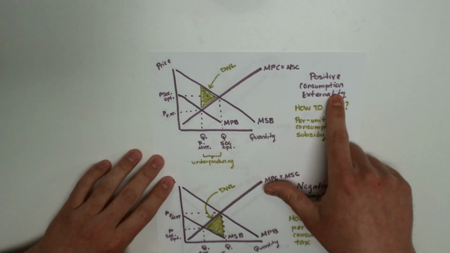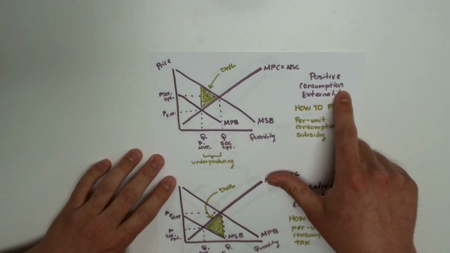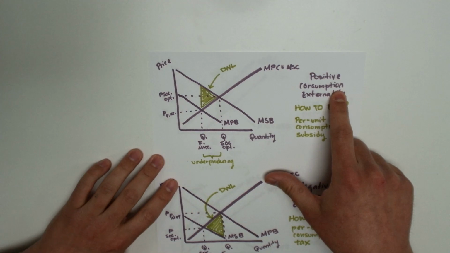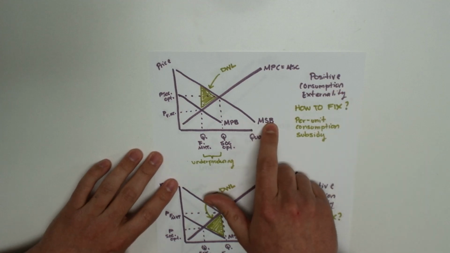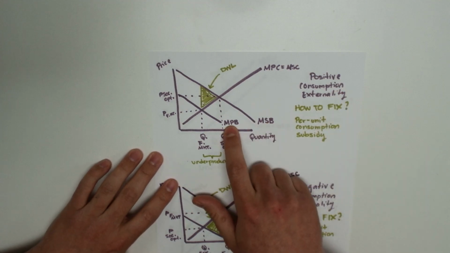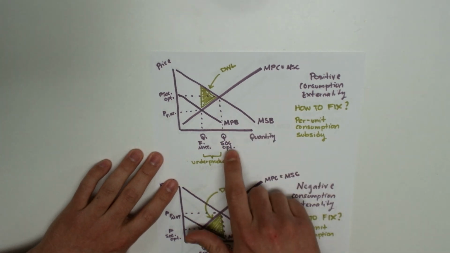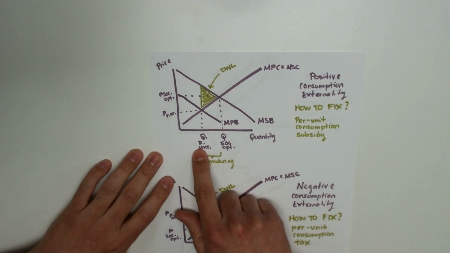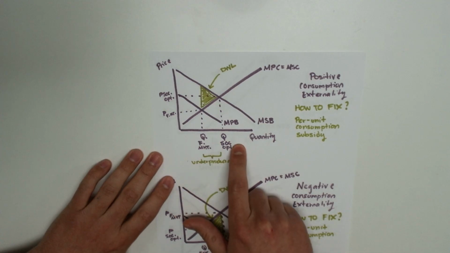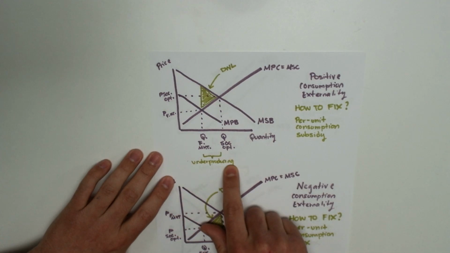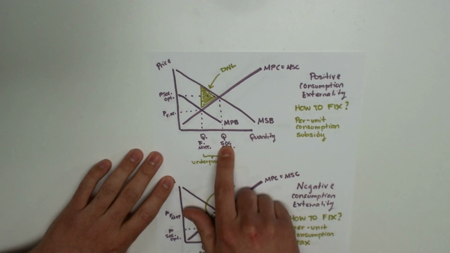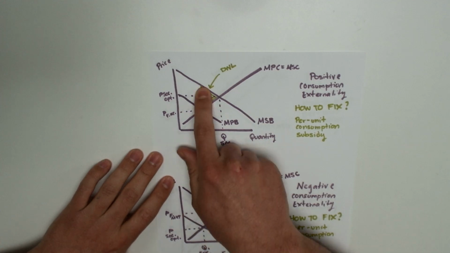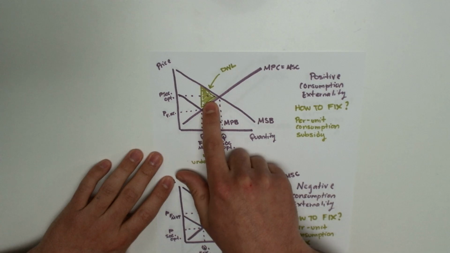Here is a positive consumption externality. We know it's a positive consumption externality because the social benefits are more than the private benefits. So society wants us to produce more than the free market is currently producing. Since the free market is producing less than what society wants us to produce, we're currently underproducing. We're making less than what we should be making, so we're ending up with this deadweight loss right there.